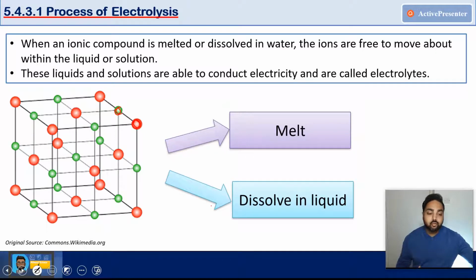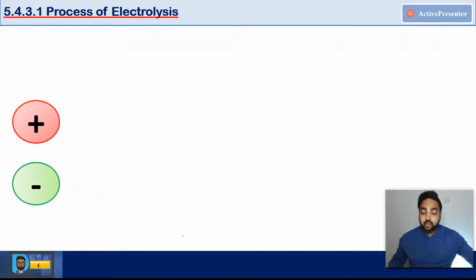These liquids and solutions are able to conduct electricity and are called electrolytes. So often you hear electrolytes being referred to in sports drinks and stuff like that. All that means is there's charged particles, charged sodium, whatever it might be, in the drink, which helps to rehydrate you. Okay, so you can actually get these charges to move around, but there's a few extra pieces of equipment that you'll need for electrolysis to take place.